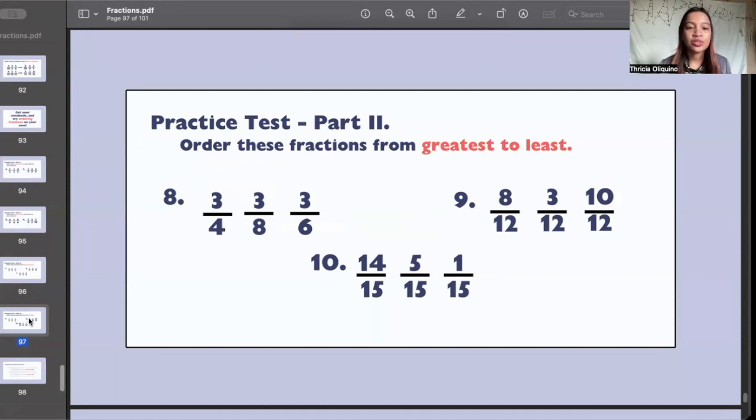Number 8, it's 3/4, 3/8, 3/6. In number 9, we have 8/12, 3/12, 10/12. Number 10, it's 14/15, 5/15, and 1/15.